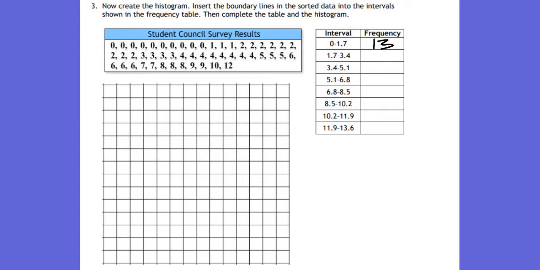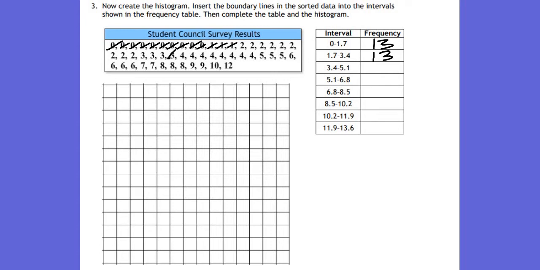Does 1 fall in that? No. We've used all these. We're most likely not going to use them again. 1 doesn't fall in between those two numbers. 1.7 is larger than 1. 2 falls in between it. How many 2s do we have? 1, 2, 9. Does 3 fall in between it? Yes, so I can include the 3. 13. Does 4 fall in there? No. So I'm at 13 again.